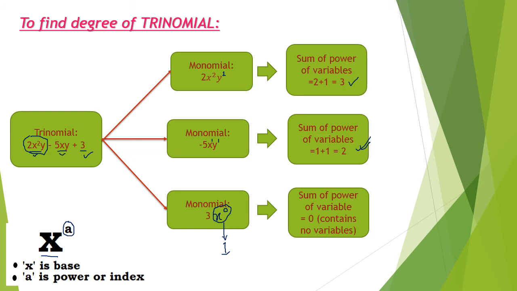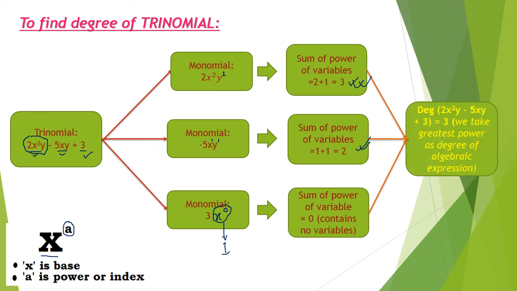Now we have three different sums of powers of variables. That is, first is 3, second is 2, and third is 0. And among these, the highest one is 3, isn't it? Now we can clearly say that for this trinomial, the degree of the trinomial will be 3. Let's conclude it. Now the degree of this given trinomial is 3.